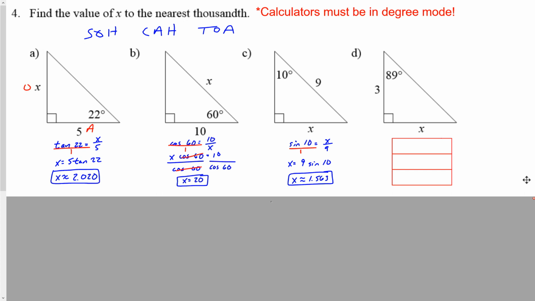Our fourth example, from the 89-degree angle, we have the opposite x and the adjacent 3, so that is a tangent. So I set this up as tangent of 89 equals x over 3. Cross multiply, I would have x equals 3 times the tangent of 89, and then type that in the calculator. I would get 171.870.